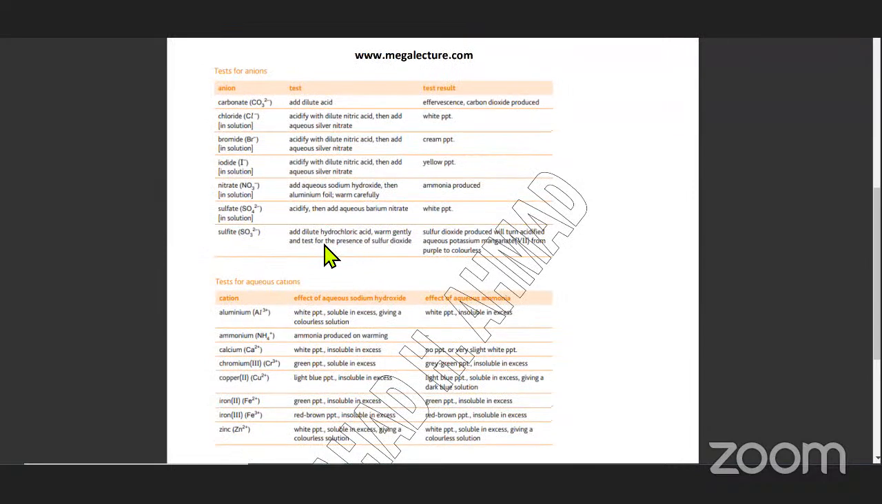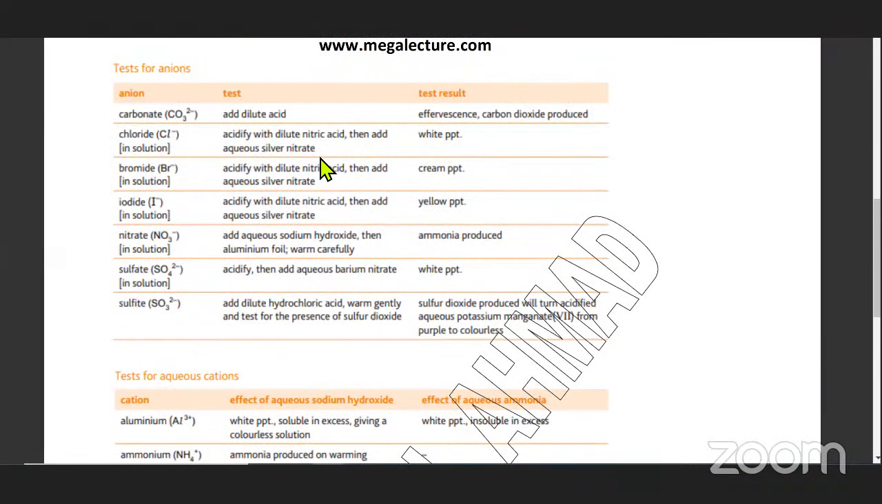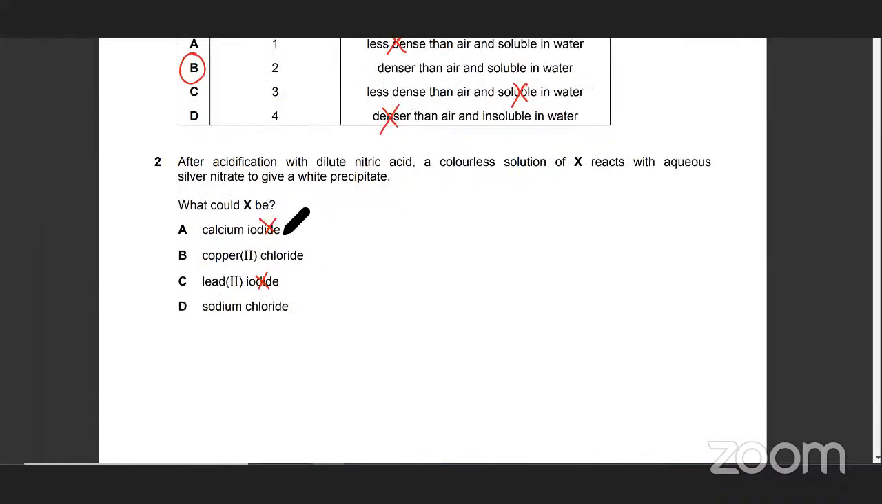अच्छा, so test for anions. Cl-1: nitric acid, silver nitrate add करो, you get a white precipitate. Br-1 same test, cream precipitate. I-1 same test, but you get a yellow precipitate. तो इस केस में white precipitate है, तो iodide तो वैसे ही निकल गया इस वजह से.